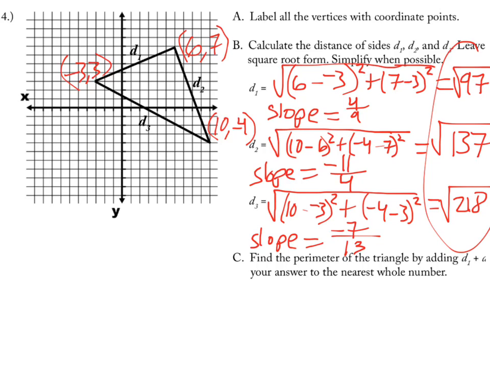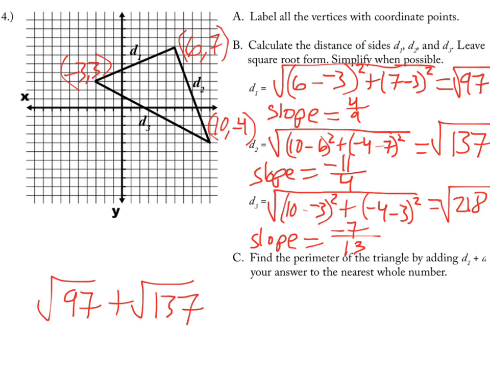And now our final job is add all these guys up here, so we need to do square root of 97, plus the square root of 137, plus the square root of 218, and when you plug that in, you're going to get about 36. And there you go, there's your solutions for the perimeter assignment.